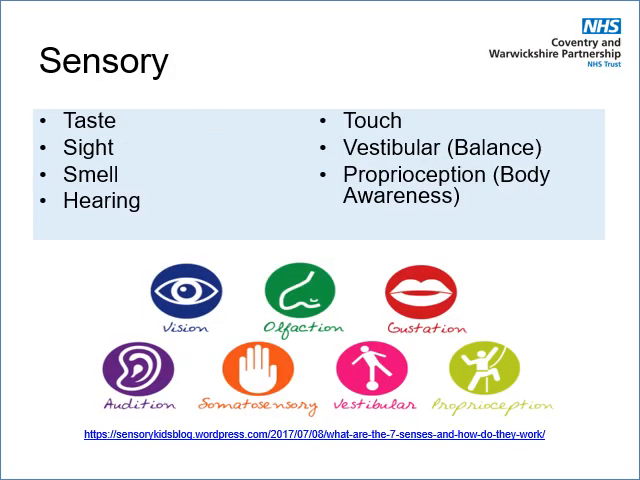When we talk about our senses, we usually think about the five most common: taste, sight, smell, hearing, and touch. However, there are two lesser-known senses that often affect children with autism: vestibular and proprioception. Vestibular concerns the senses in our inner ear, which together with our vision tells us the position of our head, gives us a sense of movement, and enables us to be upright.